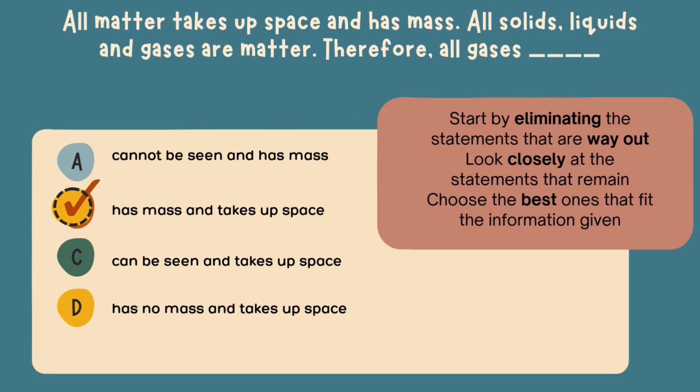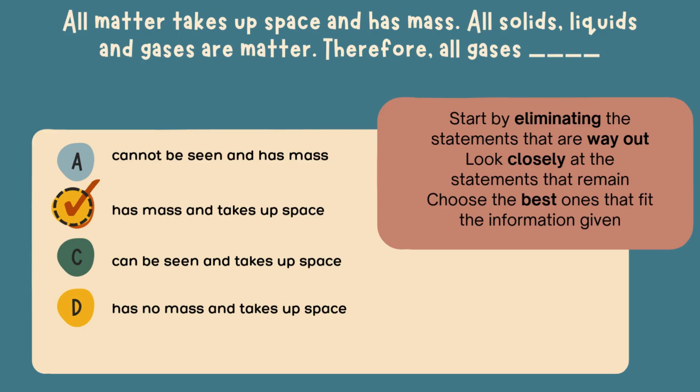Another question. All matter takes up space and has mass. All solids, liquids, and gases are matter. Therefore, all gases, and we have A, cannot be seen and has mass. B, has mass and takes up space. C, can be seen and takes up space. D, has no mass and takes up space. And the answer is B, has mass and takes up space.